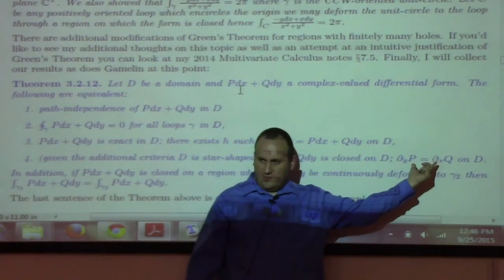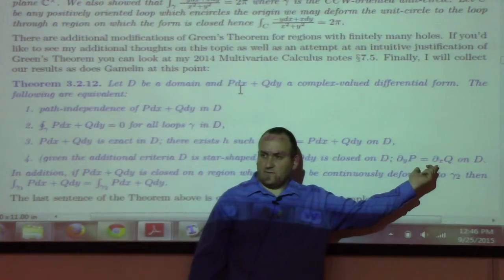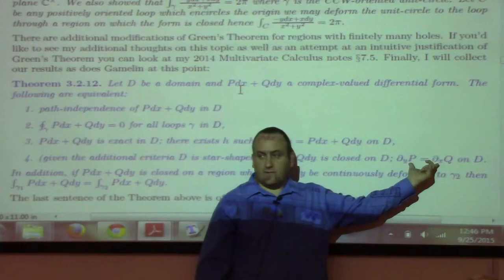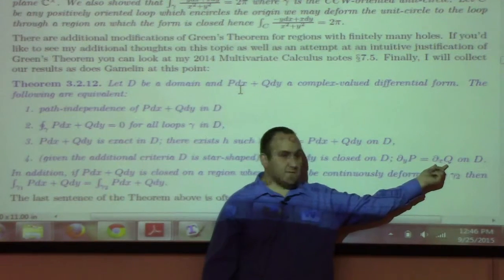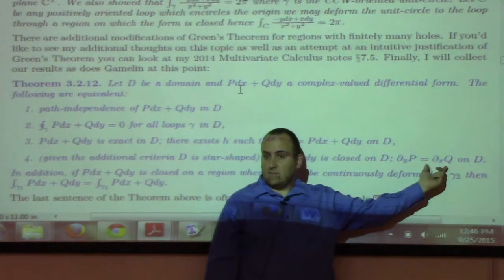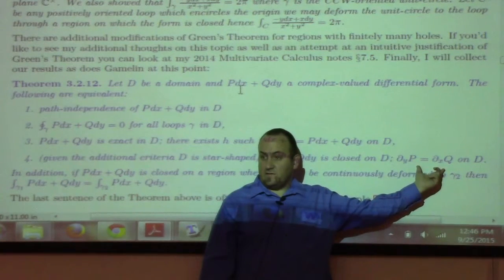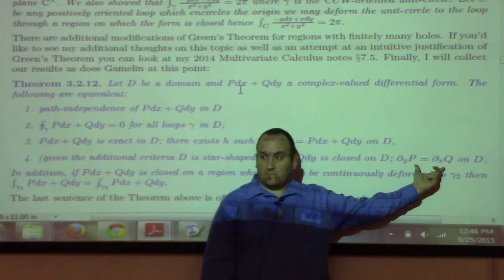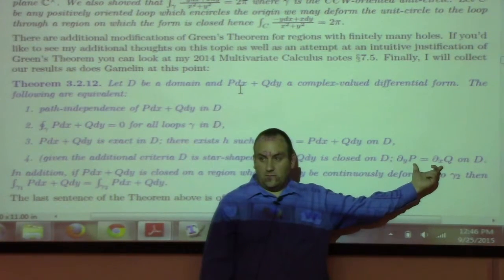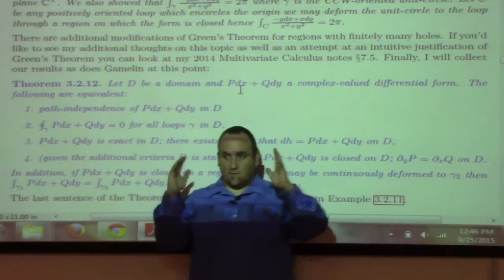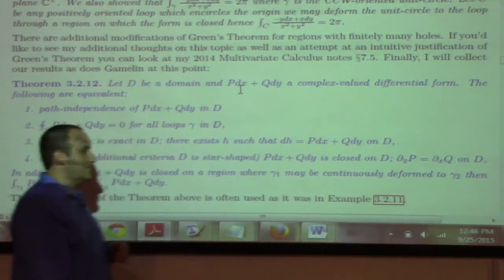What does that have to do with anything we've talked about today? Here's the definition of closed: the y derivative of the x component is equal to the x derivative of the coefficient of the dy component. Remember Green's theorem? This would make the area term in Green's theorem be 0. So you could define a closed form as one which makes the area term in the Green's theorem formula be 0.